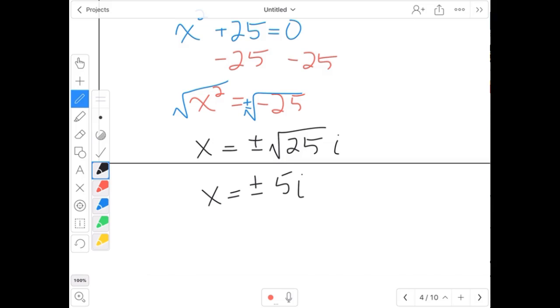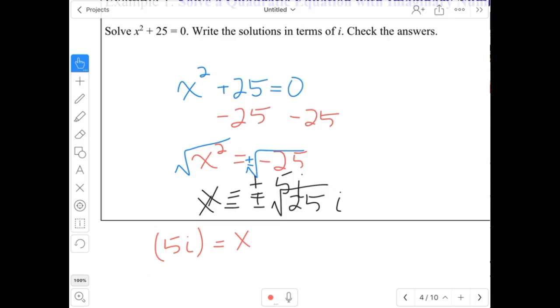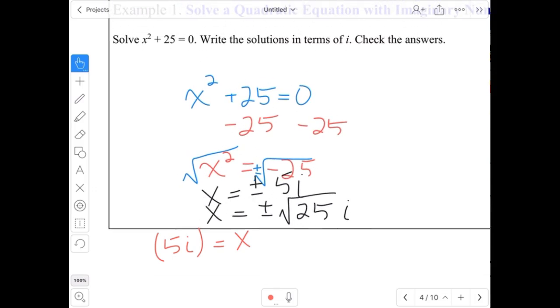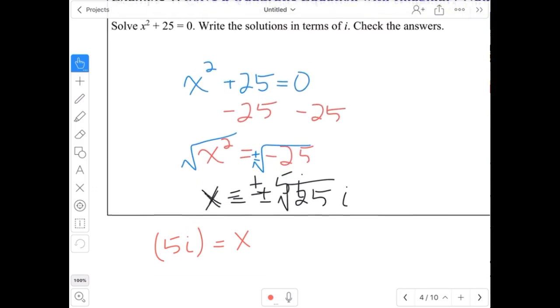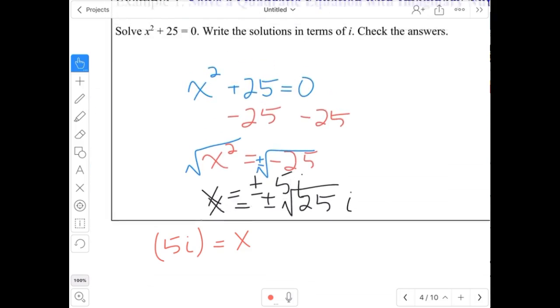So if we're going to check our answers here, we could do 5i is equal to x. So from where we started, if I put a 5i in for that x, then that would be, here, let me go back to the top of the problem.